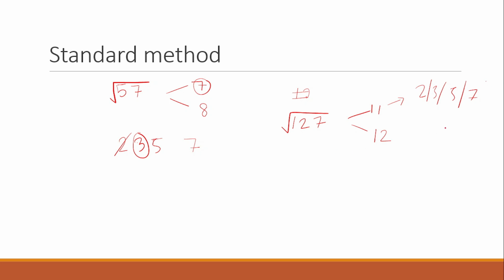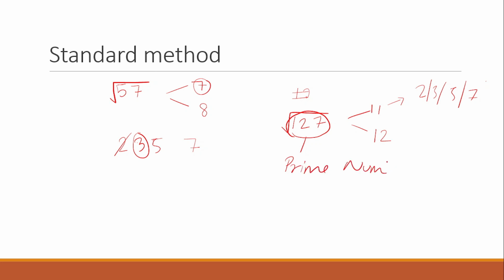Now check it with 2. 2 goes out, 5 goes out, we know they are not the answer. Now 3: 3 fours are 12, remainder 7, so 3 is not a factor. Then 7: 7 on 12, 5 comes down, 57, it is also not. So we can say that 127 is a prime number.